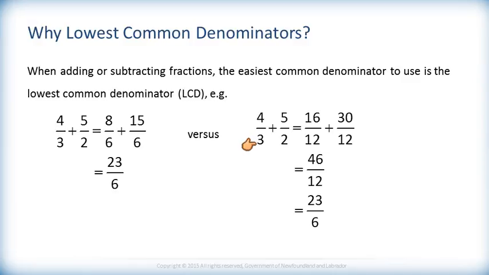On the other hand, if I had chosen to use a common denominator of 12, 4/3 is the same as 16/12. 5/2 is the same as 30/12, and then 16/12 plus 30/12 is 46/12. But then I've got to go to work and simplify, and it's all because I didn't use the lowest common denominator to begin with. Now, sometimes even with lowest common denominators, there's still some further simplification, but we've made it harder here again by not using the lowest common denominator.